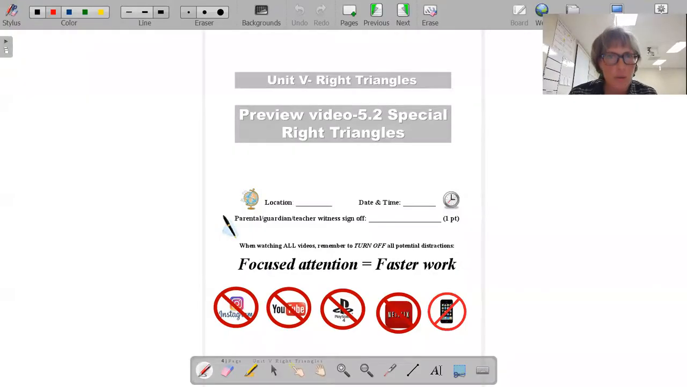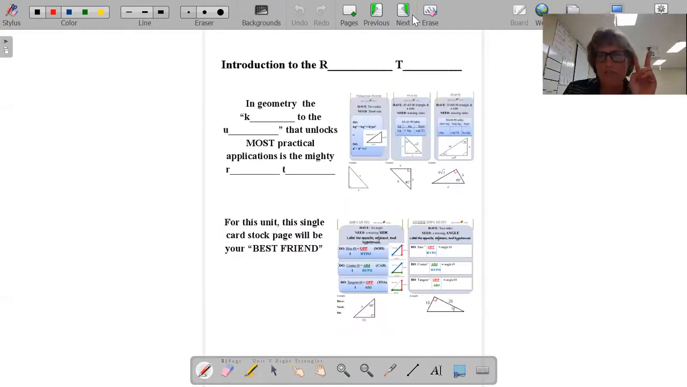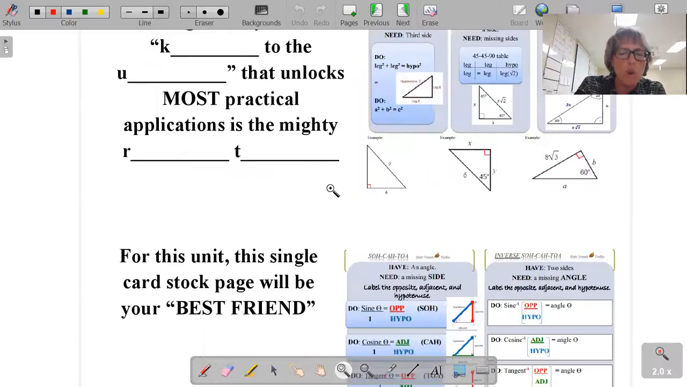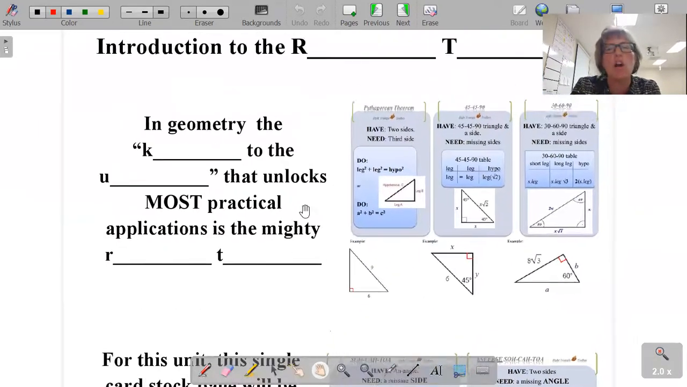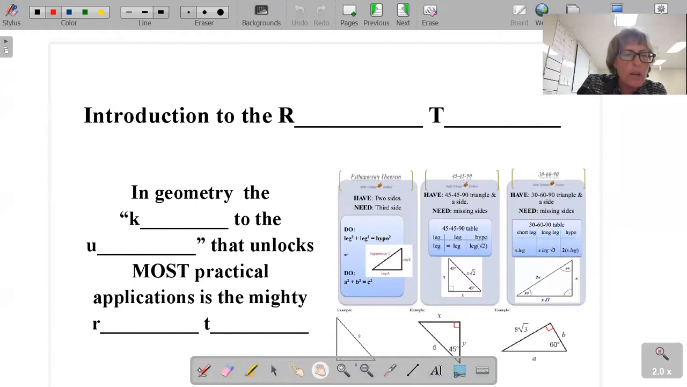You're going to need your finals review packet right in front of you. We're going to be talking about special right triangles. Now, as I've already hinted in class, right triangles are by far the most important shape you will ever study in geometry, by far. Second place would probably be circles, but right triangles. And the reason why right triangles are so important is they unlock our understanding of so many other things.